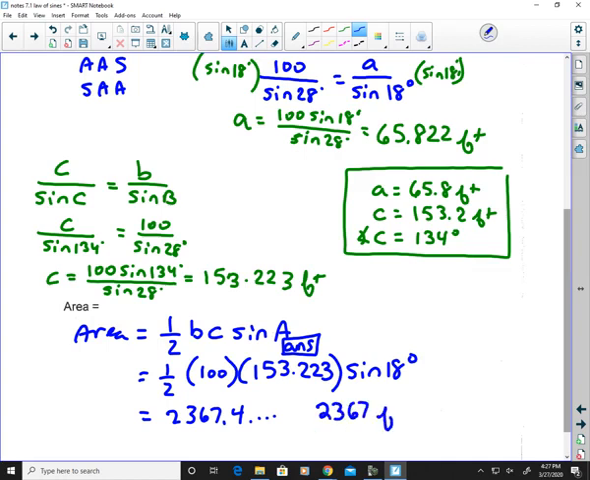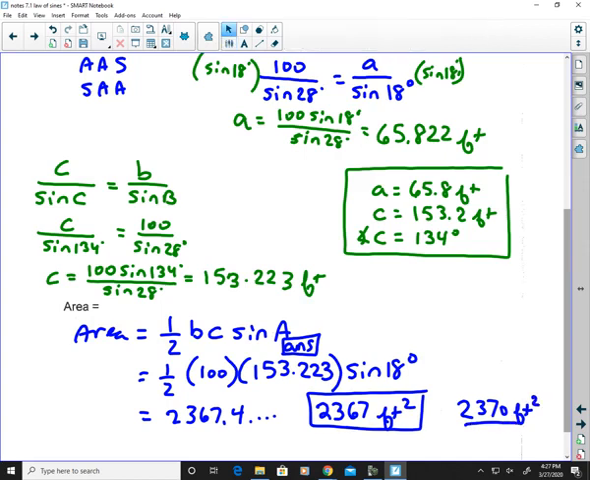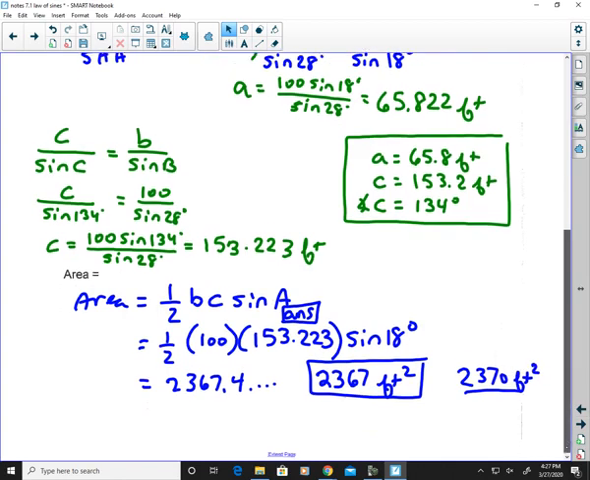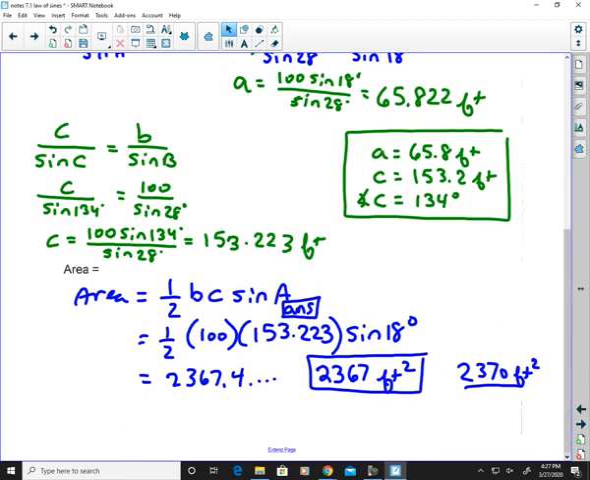2,367 feet squared. Realistically, you probably could round that to the 10th and call it 2,370, and that would probably be a little bit more reasonable because you didn't have that many significant digits going in. So that one's done. Next page.